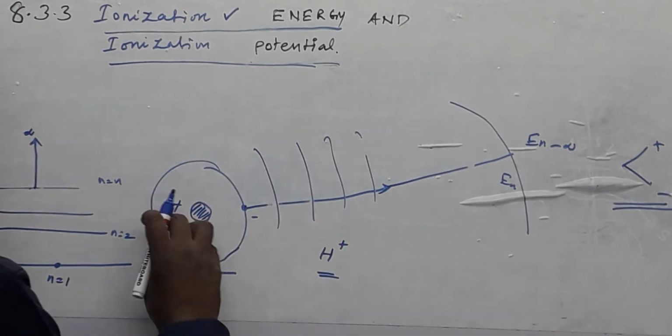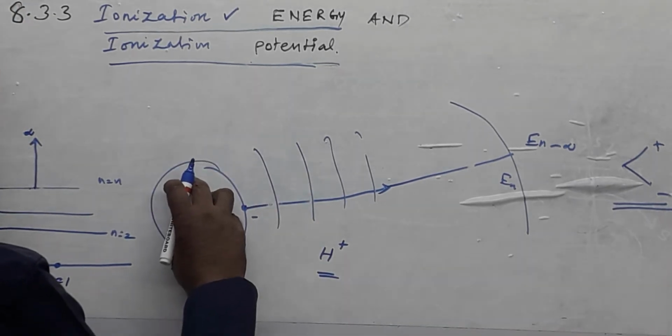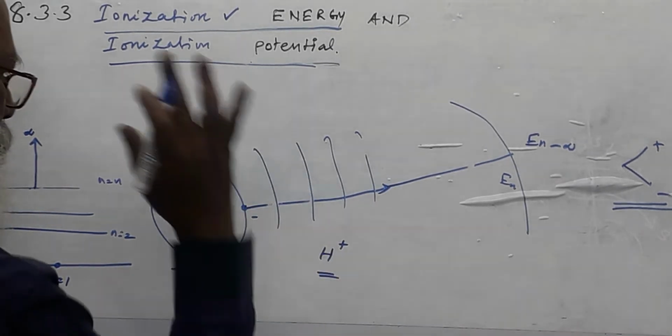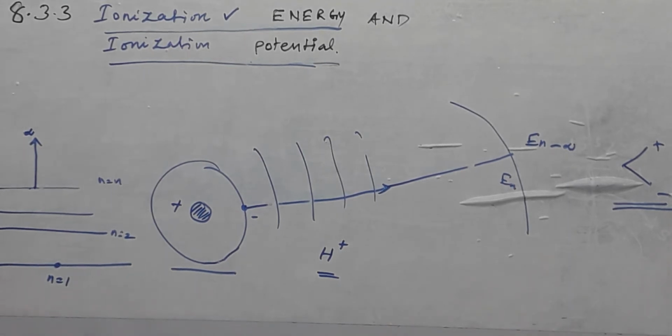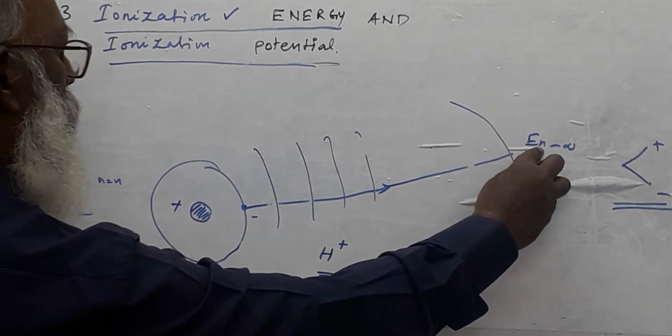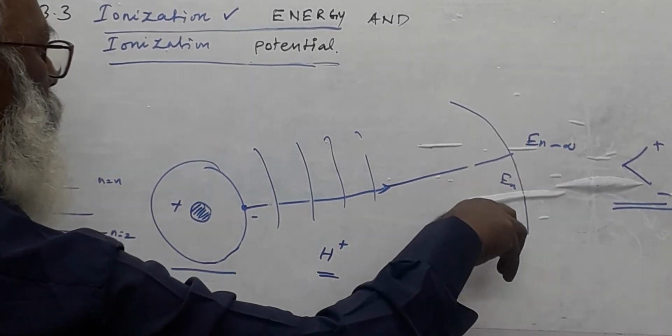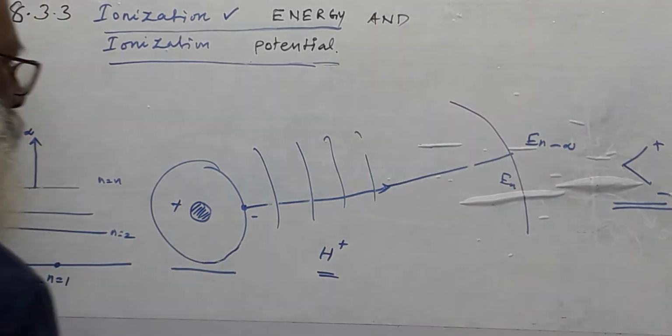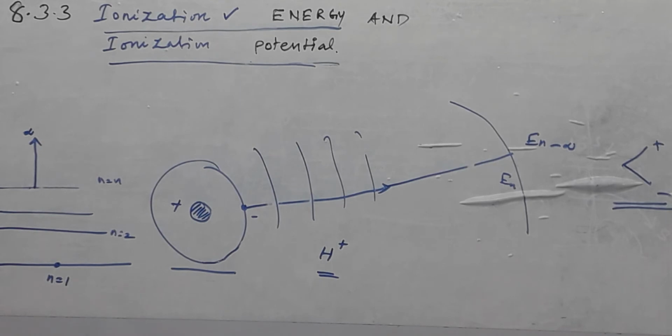The amount of energy required to ionize this atom is called ionization energy. It is the minimum amount required to ionize this neutral atom into a charged particle, that is, the minimum energy required to knock out the electron from the nth orbit to infinity. That amount is called ionization energy.